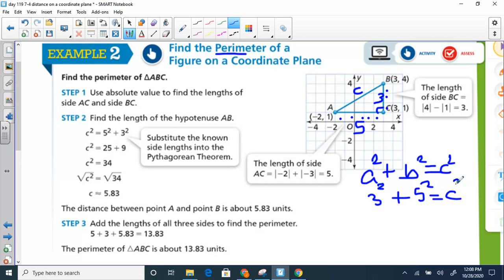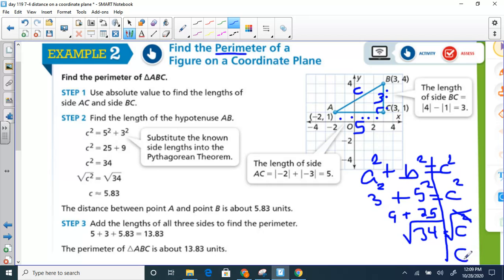And we are trying to find C. This is an equation, so I draw my line through the equation. 3 squared is 9. 5 squared is 25. When I add 9 plus 25, I get 34 equals C squared.